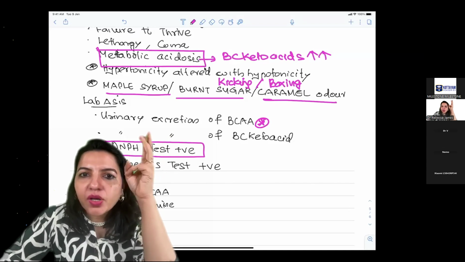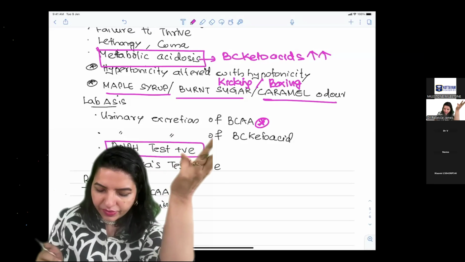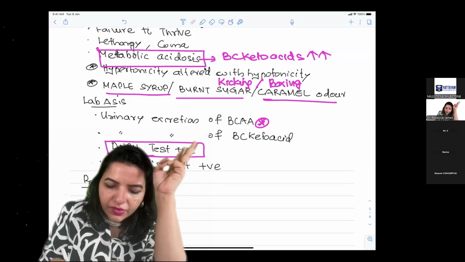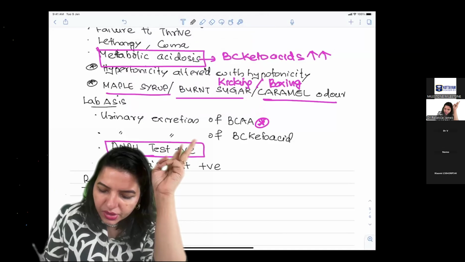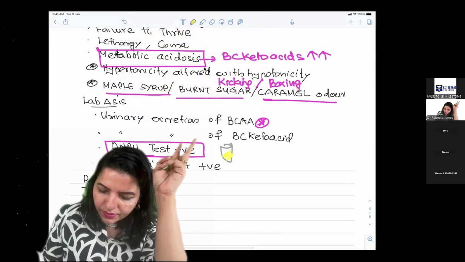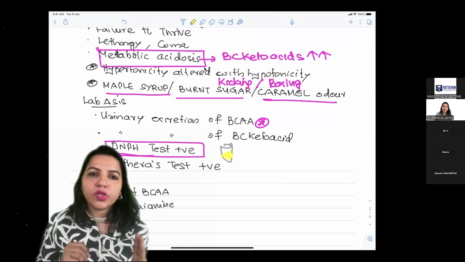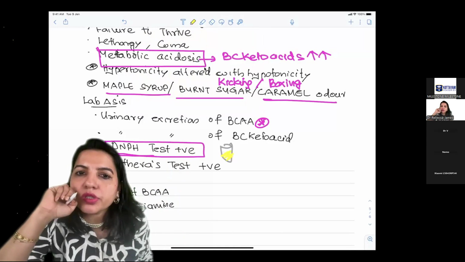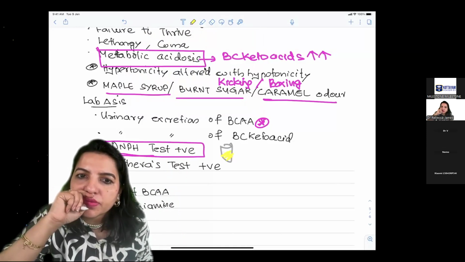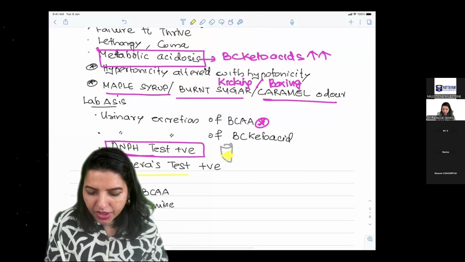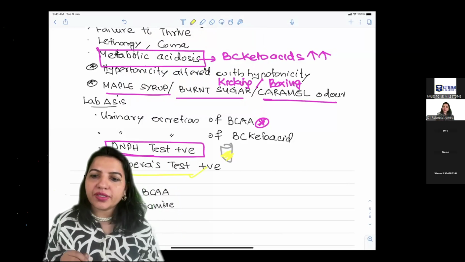Homocystinuria. Now here we are learning another test, that is the DNPH test. The DNPH test is positive. How will it look? It has a yellow color. Rothera's test is also positive. Actually, Rothera's test is a test for what? Ketone bodies. But the branched chain keto acid can also make Rothera's test positive.